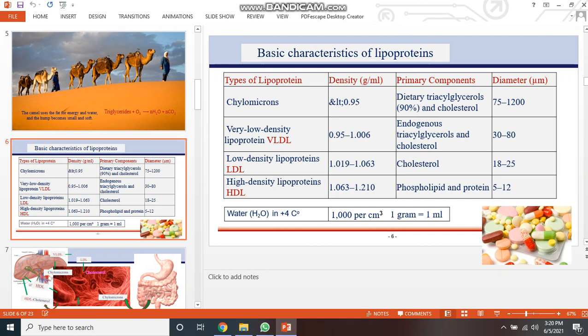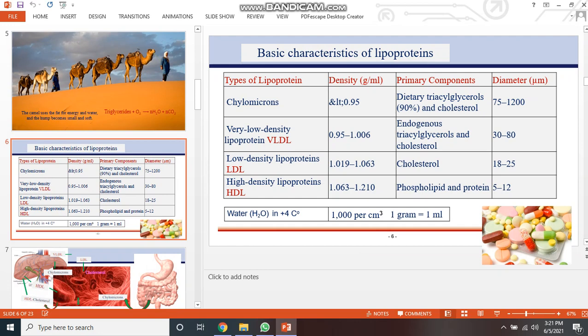Basic characteristics of lipoprotein. The types of lipoprotein: chylomicrons, their density is about 0.95. The primary component is dietary triglyceride 90% and cholesterol, and the diameter is 75 to 1200. Another one is very low density lipoprotein, VLDL. Their density is 0.95 to 1.006. The primary component is endogenous triglycerides and cholesterol, and their diameter is about 30 to 80.